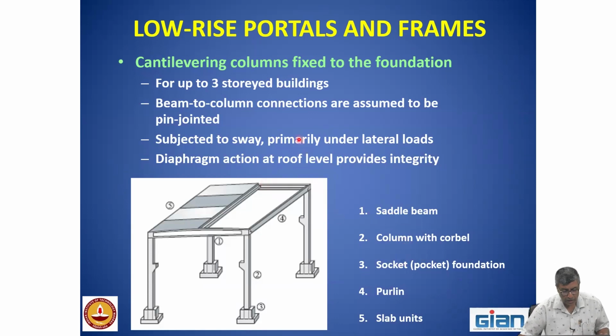Okay. Now these are suitable up to a certain storey. Beam to column connections are assumed to be pin jointed. That means this is what comes in the analysis. When you do the analysis, yesterday I showed the bending moment diagram, that it is the columns which are taking the moment, not the beams, subjected to sway, and hence if the sway is more, you have to provide some bracing. Okay. No one is saying that you should not put bracing. I did not show it, but bracings are also possible. And diaphragm action at the roof provides the integrity.